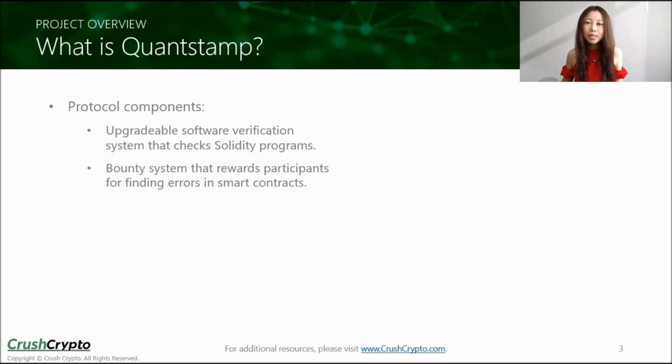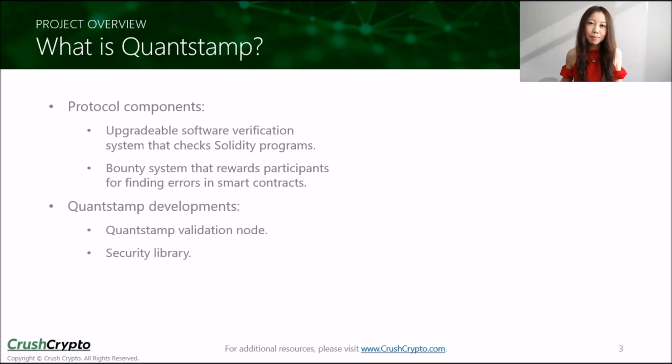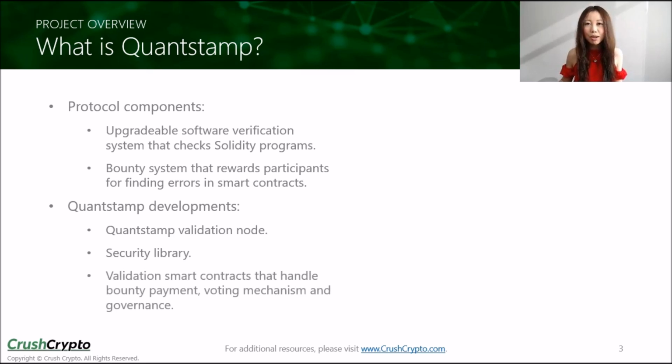The Quantstamp team will be developing the following: the Quantstamp validation node, a heavily modified Ethereum client; the security library, which contains code that performs automated checks; and validation smart contracts that handle bounty payment, voting mechanism, and governance. A security library may also be developed to support languages other than Solidity.